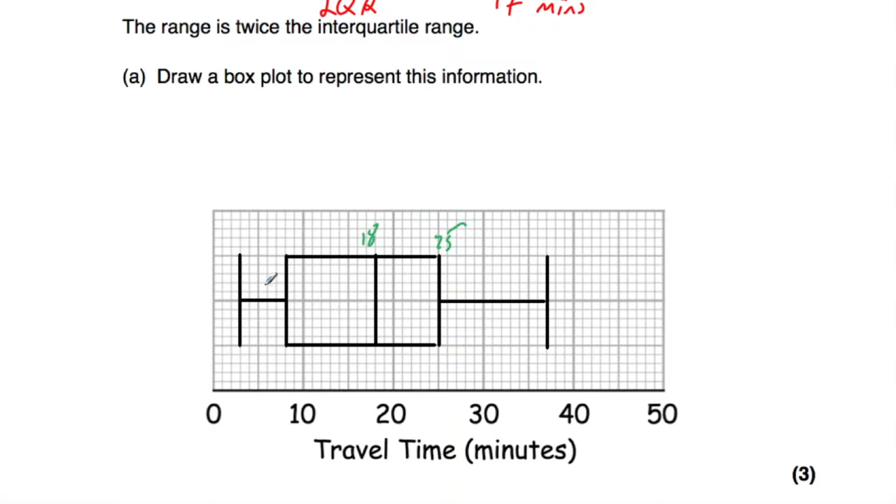Now with a box plot, between each of the lines represents 25% of the data. So 25% of the data lies in between here, 25% of the data lies in between here, 25% of the data lies in between here, and 25% of the data lies in between here. So that'd be 25% of the employees.